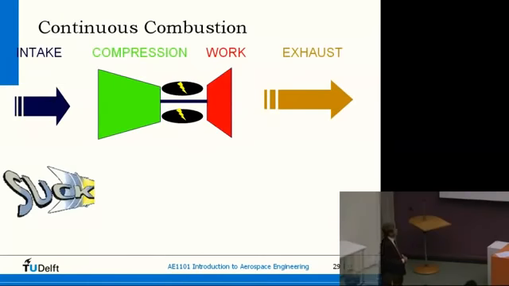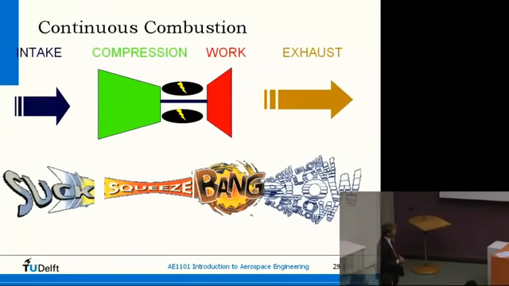So here are the 4 phases again. It's sometimes referred to as suck, squeeze, bang, and blow. These are the stages of a jet engine. The intake. Then first we have to compress the air. So we go up the slope, we increase the pressure and reduce the volume.